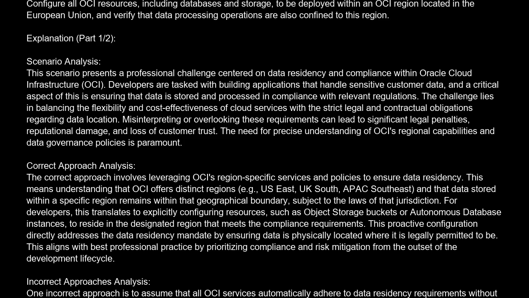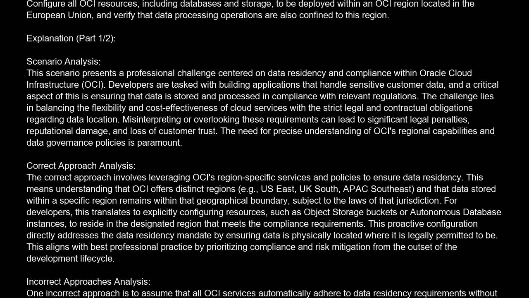For developers, this translates to explicitly configuring resources, such as object storage buckets or autonomous database instances, to reside in the designated region that meets the compliance requirements. This proactive configuration directly addresses the data residency mandate by ensuring data is physically located where it is legally permitted to be. This aligns with best professional practice, by prioritizing compliance and risk mitigation from the outset of the development lifecycle. Incorrect approaches analysis.